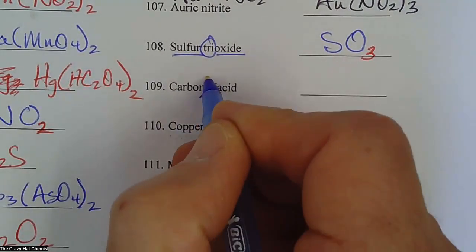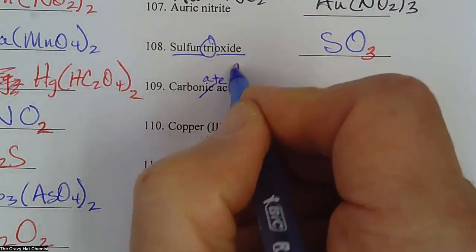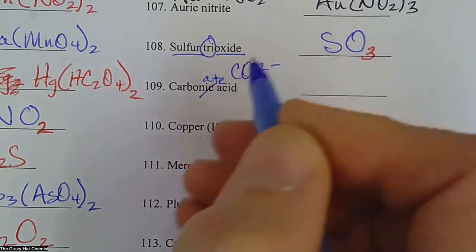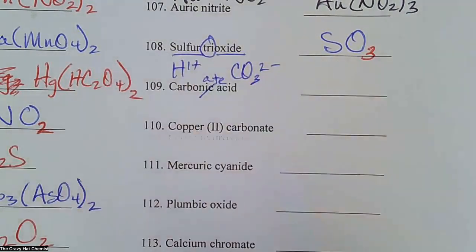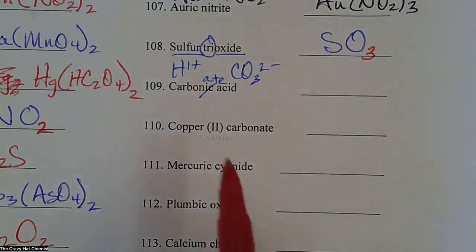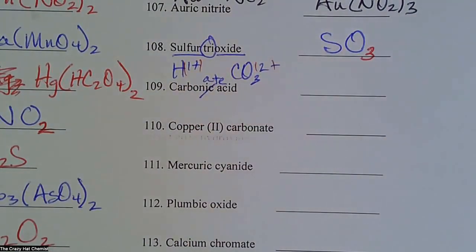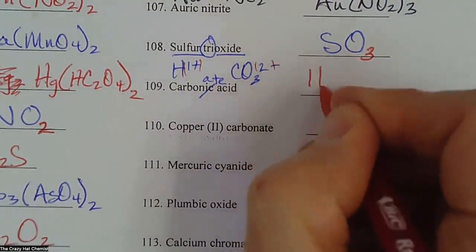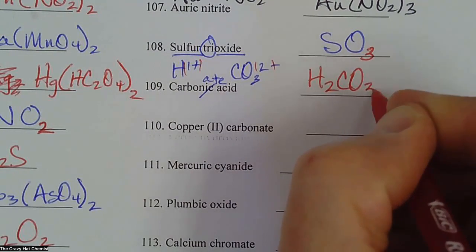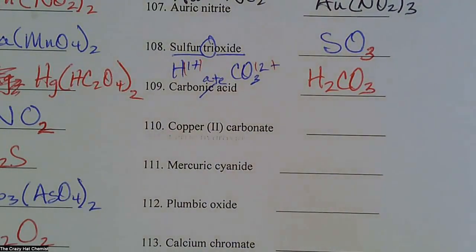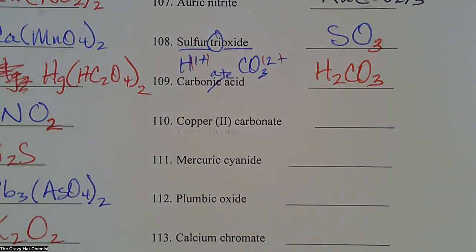Carbonic acid is coming from carbonate. What's carbonate? CO3 2 minus, and I'm going to add a hydrogen because it's an acid. Absolute value of these two numbers, flip the numbers, bring them down, I get H2CO3. No, you actually don't need the aq on there. If you want to write it, go for it, it's fine.